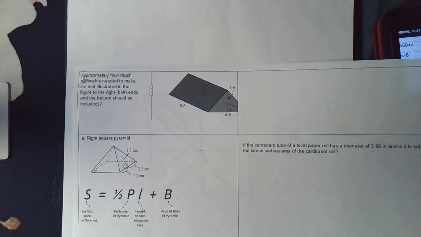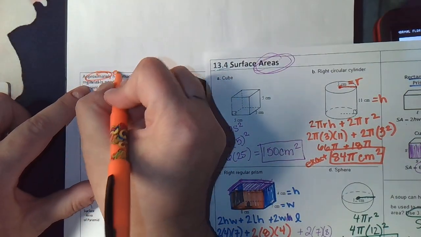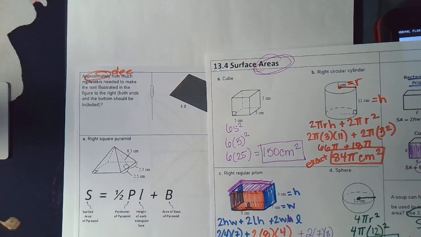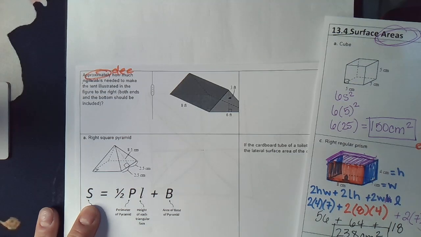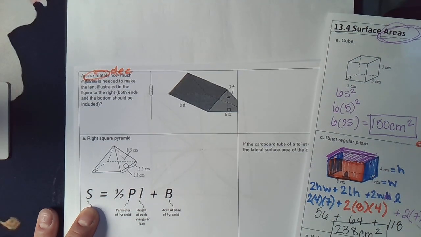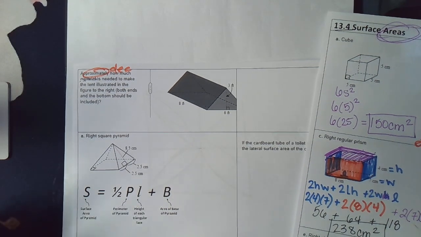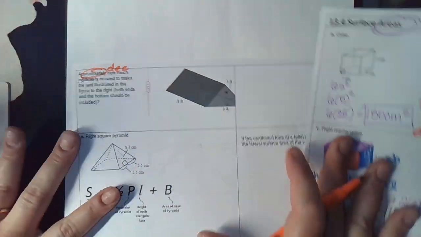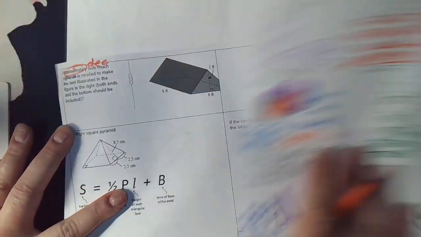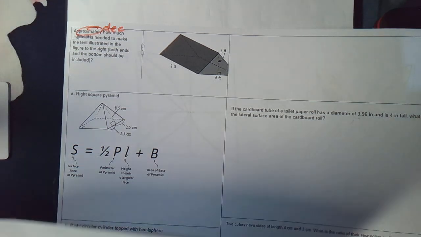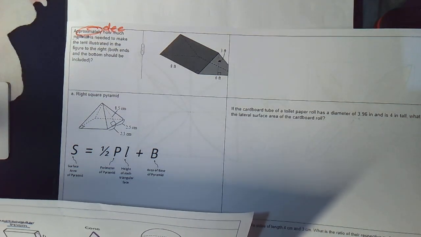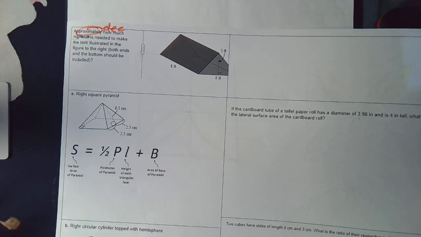This next sucker, it looks like a tent, and it says approximately. That means decimal. How much material is needed to make the tent illustrated in the figure to the right? Both ends and the bottom should be included. So there's nothing we subtract off. Like the tuna can, or the soup can, we're not subtracting anything off. Okay, so we're going to have to use our little brains here.